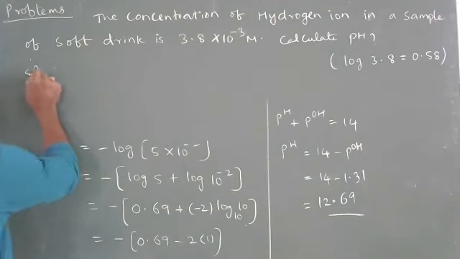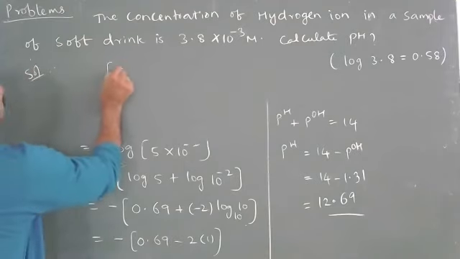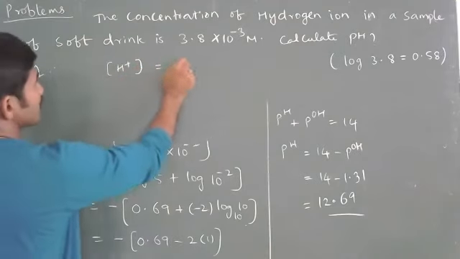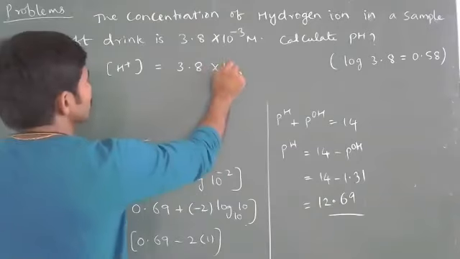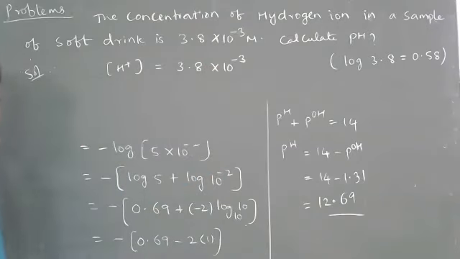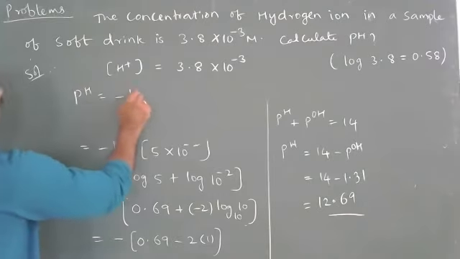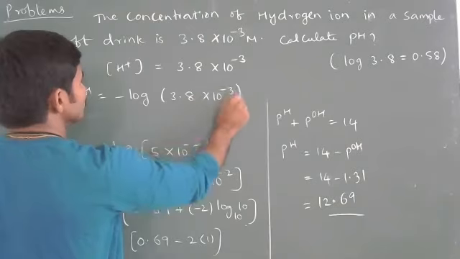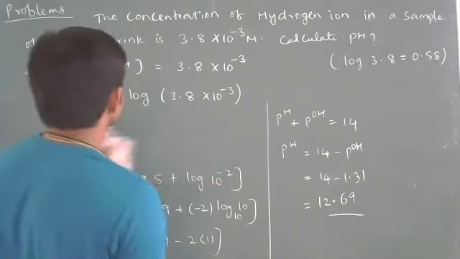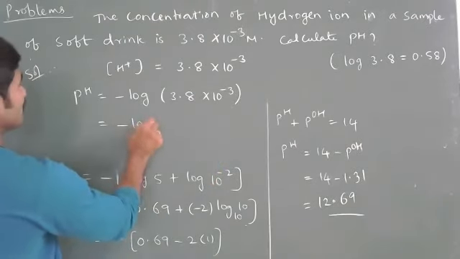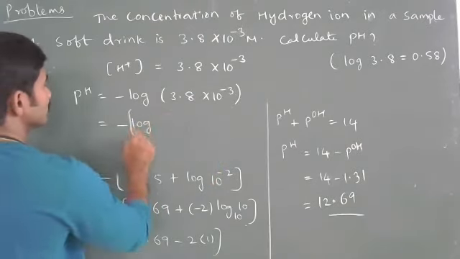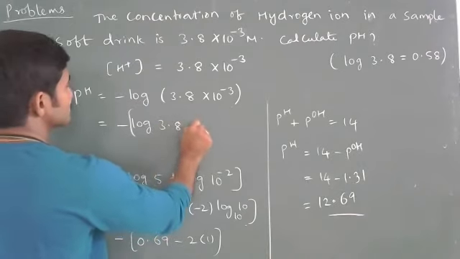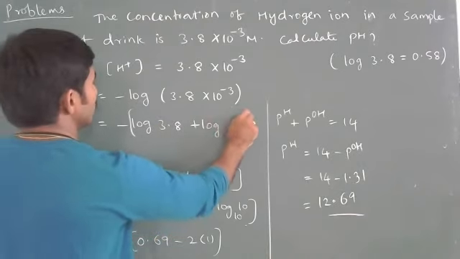So here, H plus concentration of soft drink is 3.8 into 10 power minus 3. So pH is equal to minus log 3.8 into 10 power minus 3, minus log A into B, log 3.8 plus log 10 power minus 3.